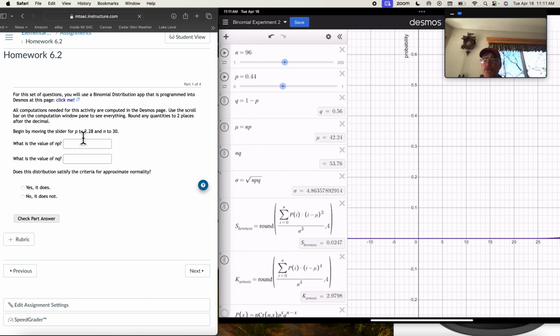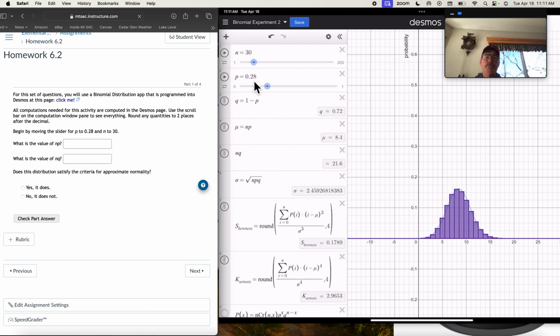Anyway, so we're going to put our p to 0.28 and our n to 30. So let me do that real quick here. So here is 30 for n, and this is really hard to do with a finger. I'm just using a slider. I got real lucky and I was able to do that on the first try. Okay, so there's your n and your p.